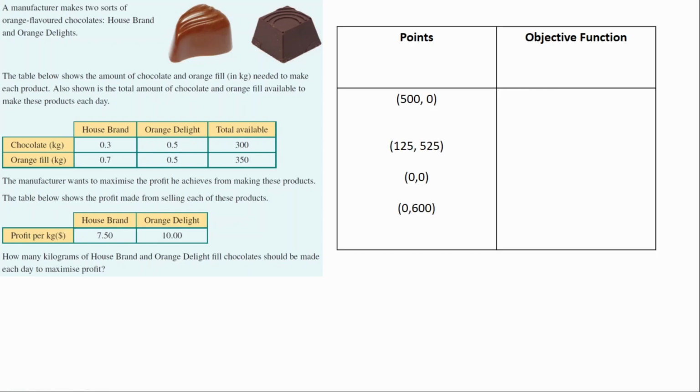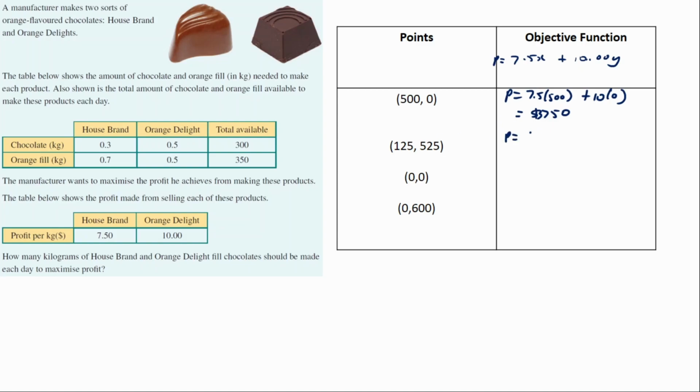And the total profit is going to be 7.5 times the amount of house brand we make, so that's going to be X plus 10.00 times the amount of Orange Delight we make. I just use P for profit there. Alright, so we're going to substitute these values into my objective function, so that's going to be P equals 7.5 times 500 plus 10 times Y, so in this case 0, and just work that out using your calculator, and that first one will give you $3,750.